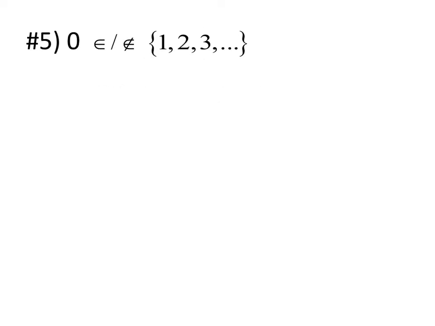Here we're trying to insert either the is an element of, which is this symbol, or is not an element of, and in this case we're going to use the is not an element of because 0 is not an element of the set of numbers 1, 2, 3, 4, which are our counting numbers.